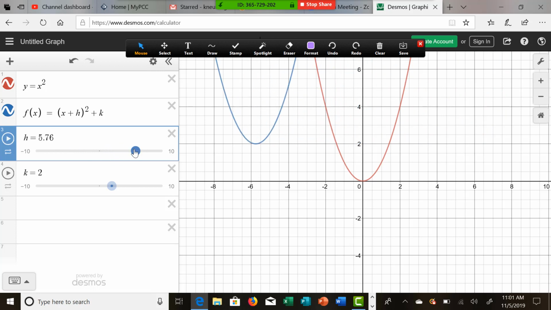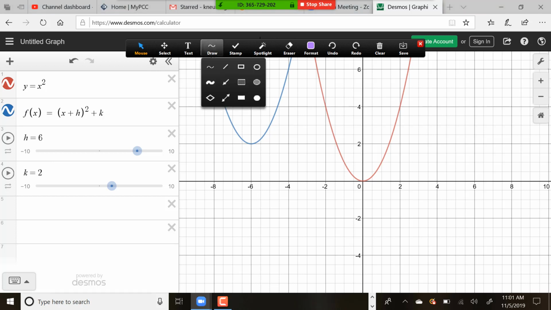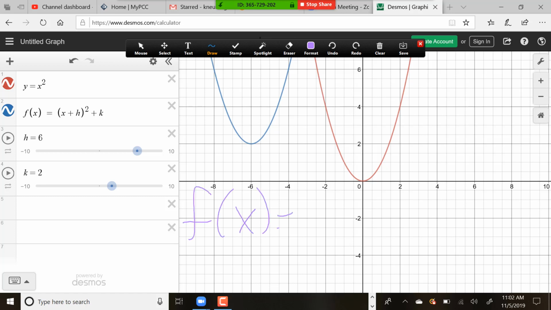And let's let that go a little farther. How about if we make this go to a nice neat number, if I can get it to stop at 6. Notice I stopped right here with the blue here. The h is 6 and the k is 2. If I plug 6 in here and 2 in there, that is the equivalent of having the function f of x equals x plus 6 squared plus 2.